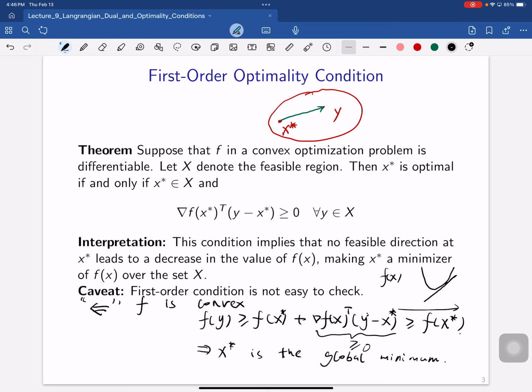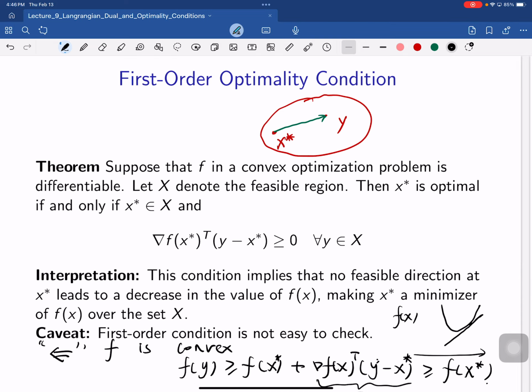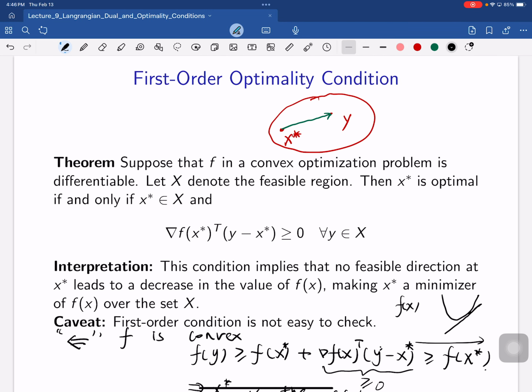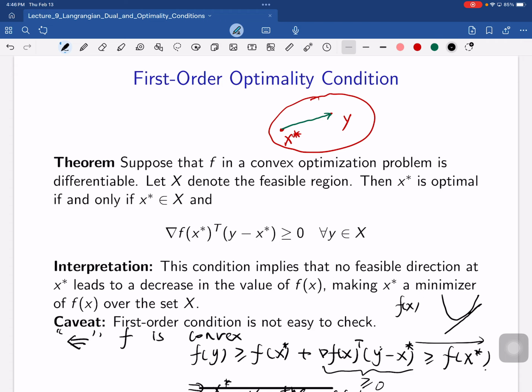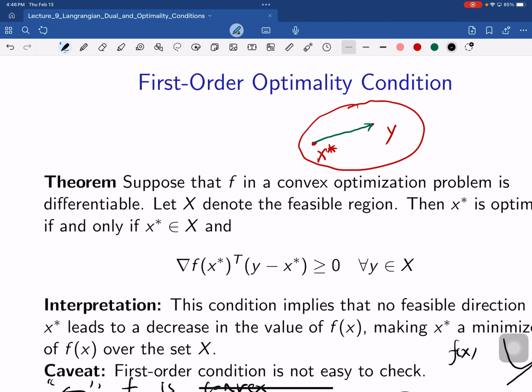Okay. Now let's show the other way. That is, when x star is the global minimum in this convex region, then this condition must hold. So how do we show that? We can show that quickly by contradiction.